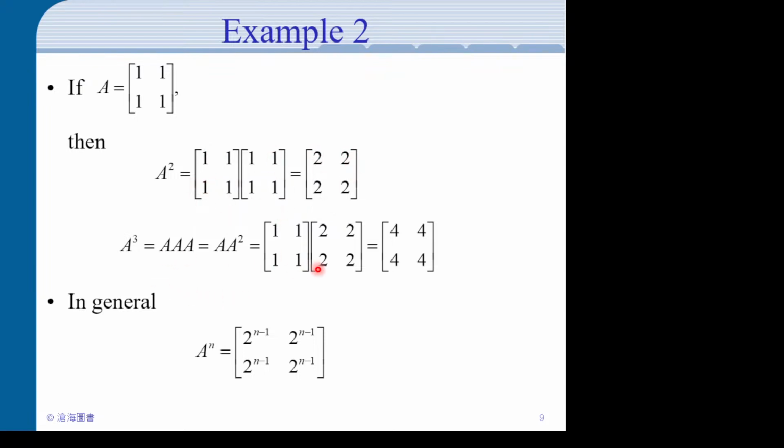Then A cubed is 4, 4, 4, 4. And in general you can find out that A to the n is 2 to the n minus 1, 2 to the n minus 1, 2 to the n minus 1, 2 to the n minus 1. Okay? For now, this is just a notation and you can remember it.